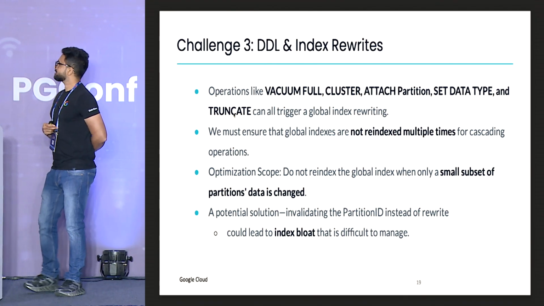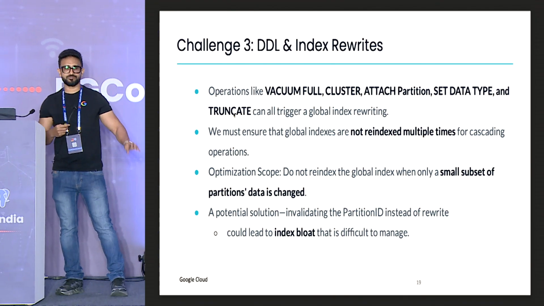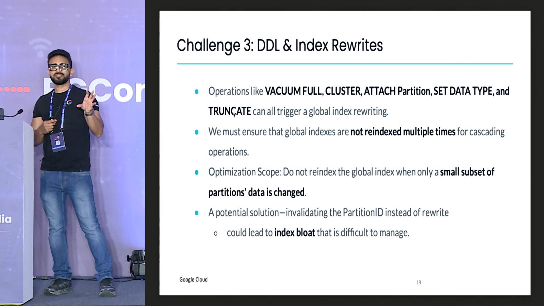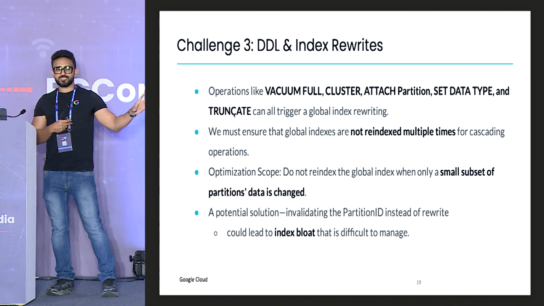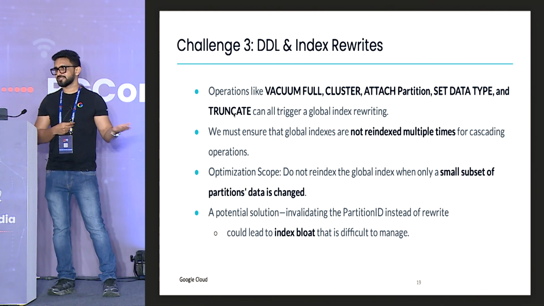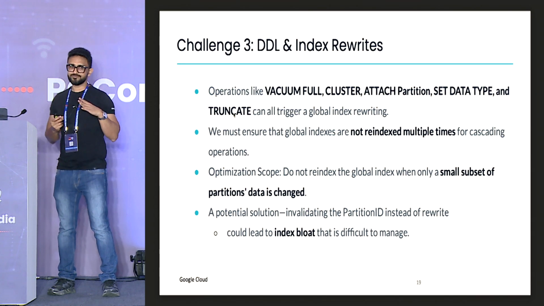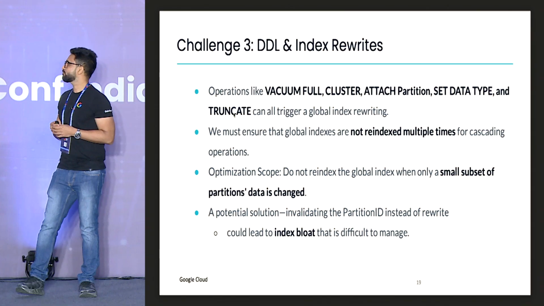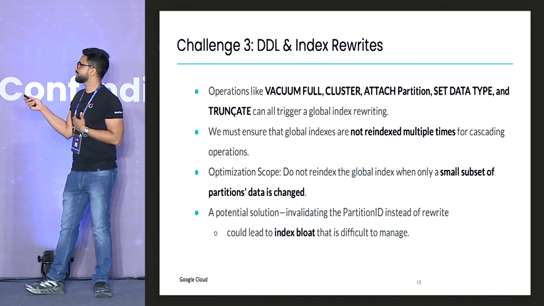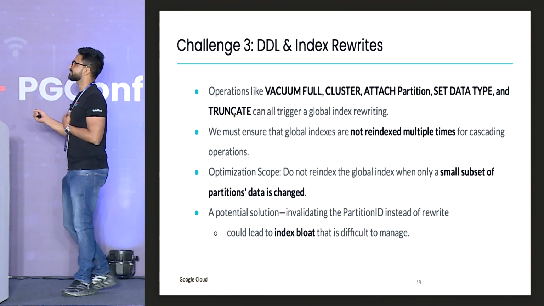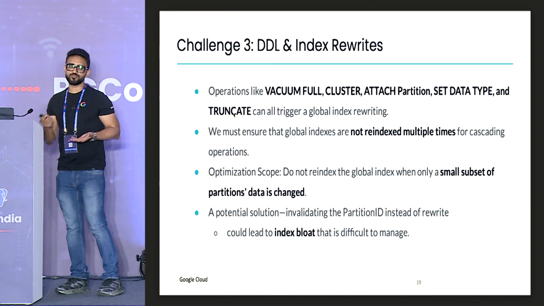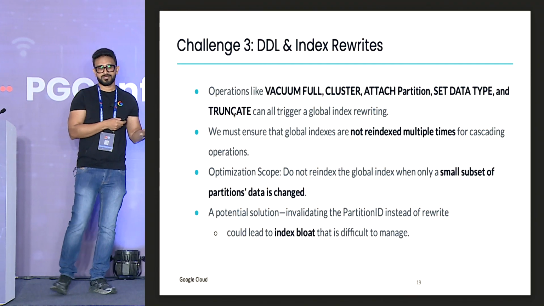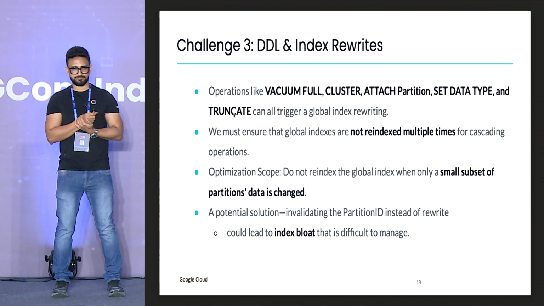Index rewrite is not a big problem, because suppose you are truncating only a single partition, the index with respect to that partition getting rewritten is fine, or it will get truncated, that is enough. But for us, the global index is holding data from multiple partitions. So if you are truncating a single partition, you cannot just truncate the global index. You need to rewrite the global index so that it does not contain the data from that truncated partition.